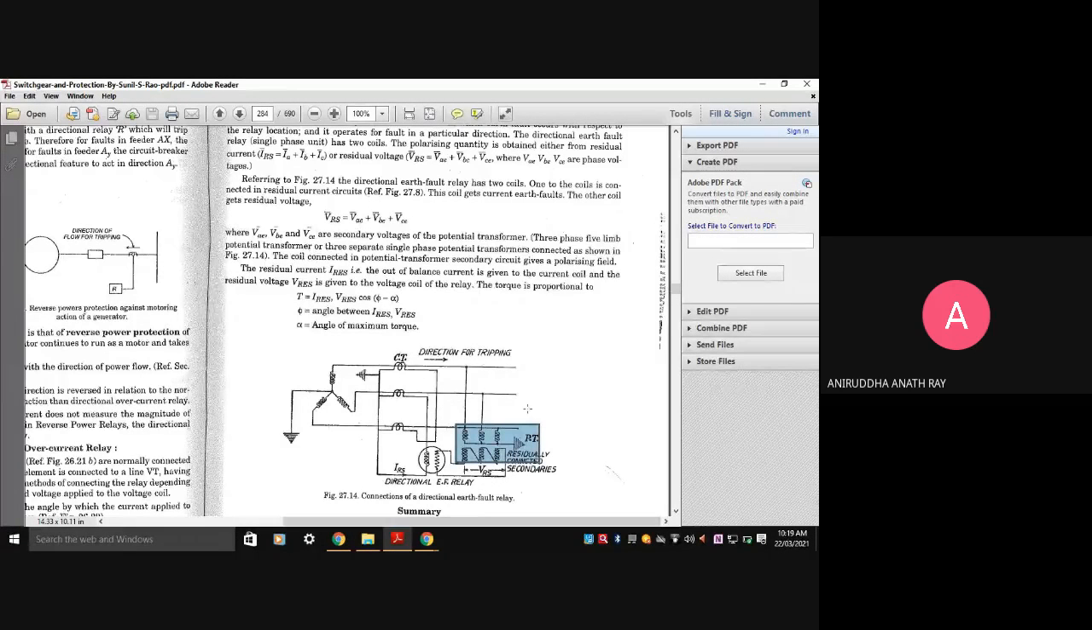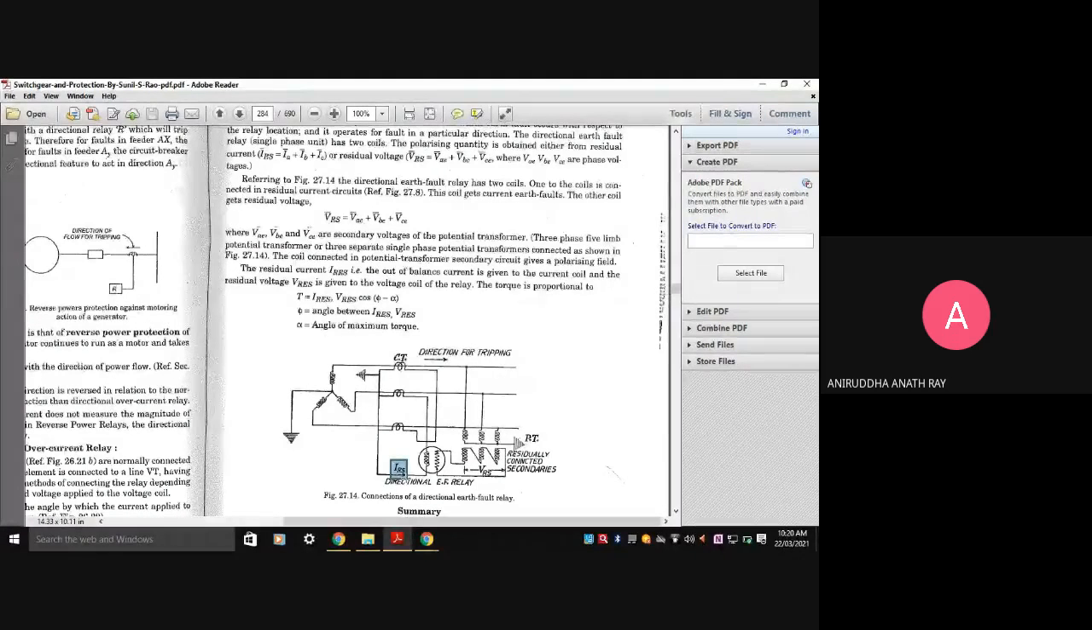So it can have either a three-phase five-limb potential transformer, or you can use three separate single-phase potential transformers, connected together. The coil connected in the potential secondary circuit gives a polarizing field to this directional earth fault relay. Whereas if we look at this directional current IRES over here, let us look at this residual current IRES.